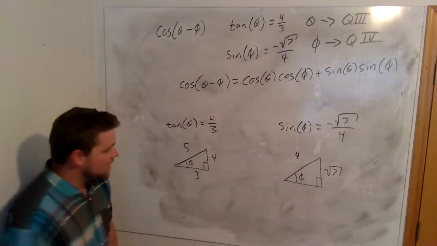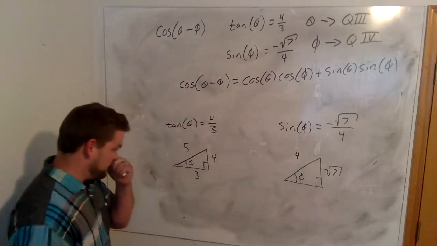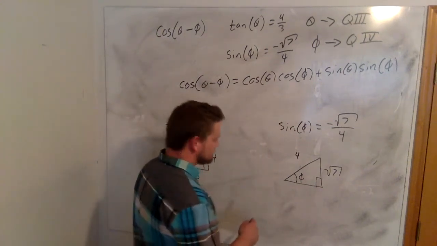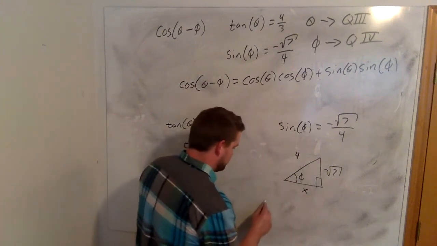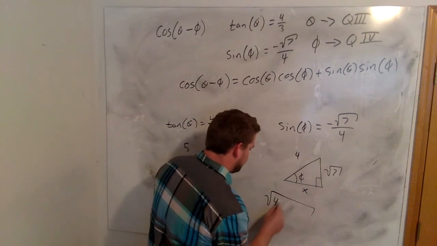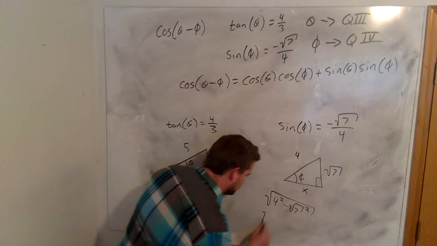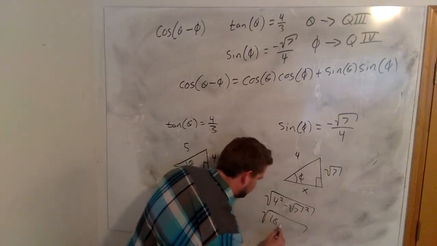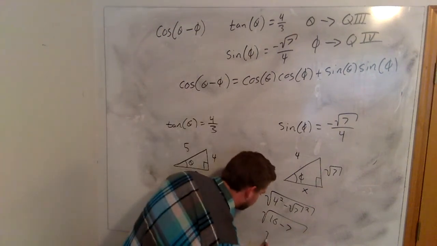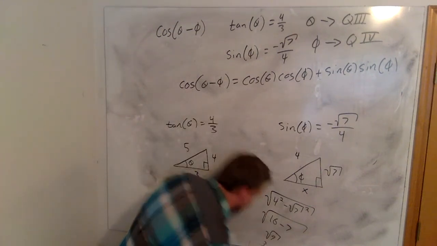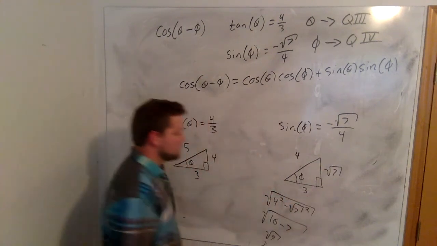Okay, let's figure out what this length here is going to be. Let's call this x for right now. So that's going to be the square root of 4 squared minus the square root of 7 squared. So this is the square root of 16 minus 7. 16 minus 7, what is that? 9. So that'll be the square root of 9, which is 3. So this length here will be 3.